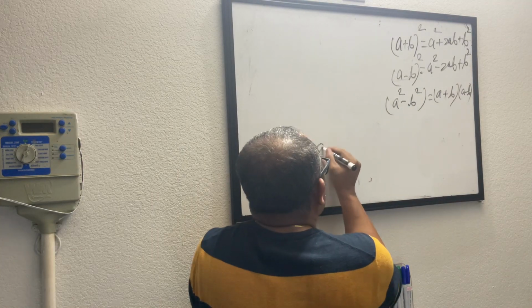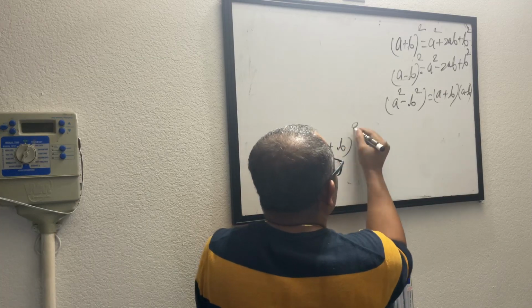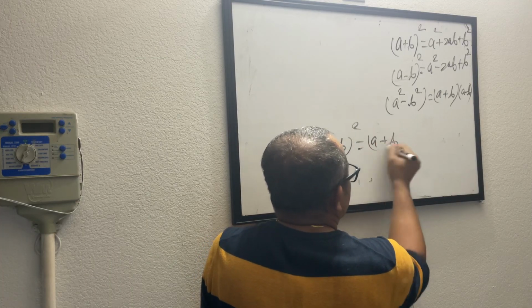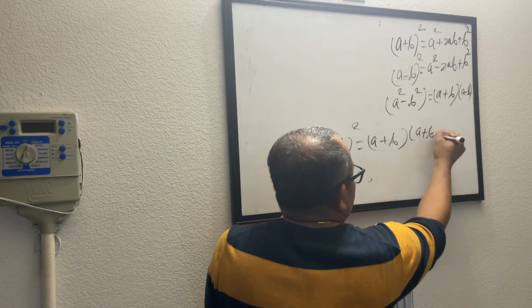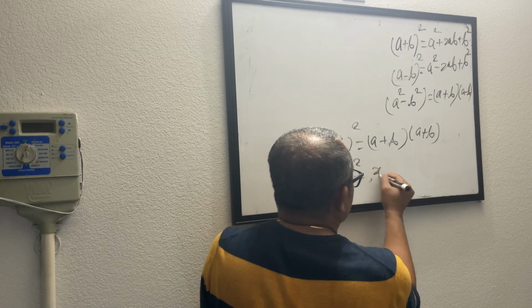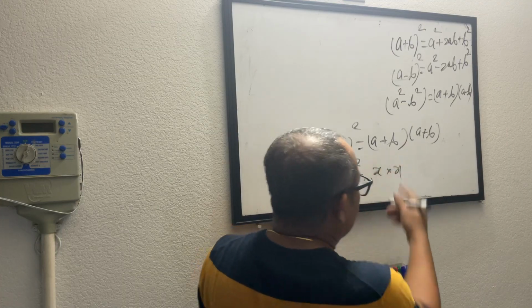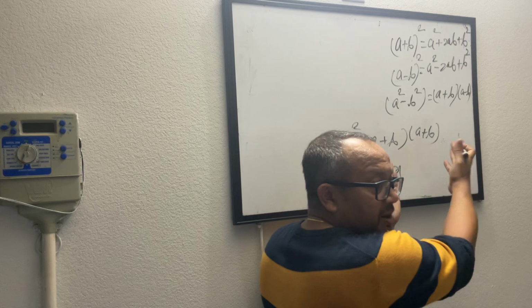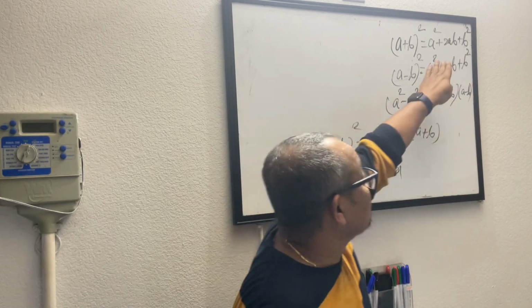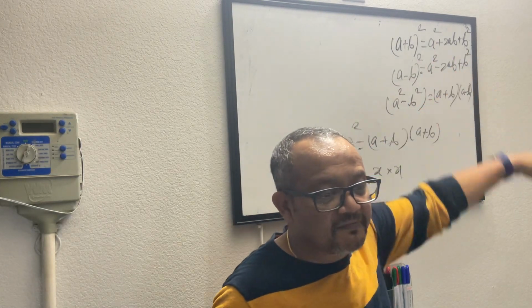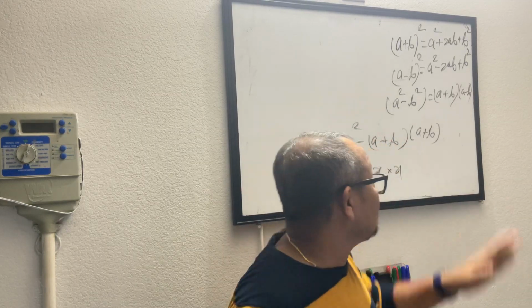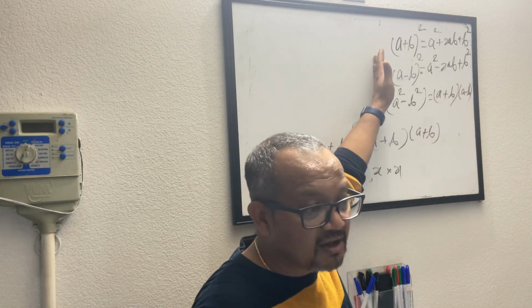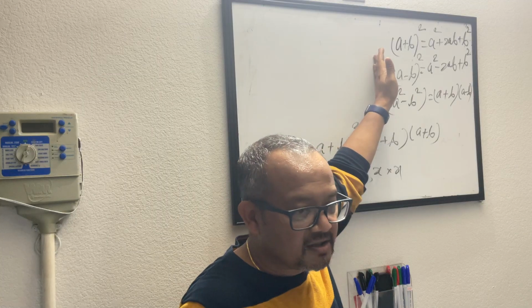Anything, if you're talking about a plus b whole square, is nothing but a plus b times a plus b. As simple as that. Like you say x square is nothing but x into x. Same thing. And when you use the distributive property and break it down, this is what you will get. So these formulas we end up memorizing, which will help us to do more calculations. But are you guys clear about these formulas, or any doubt?